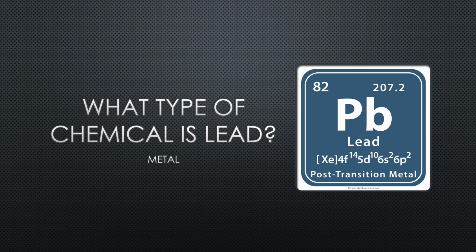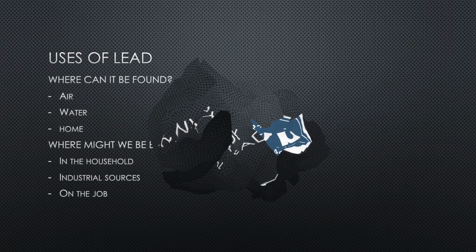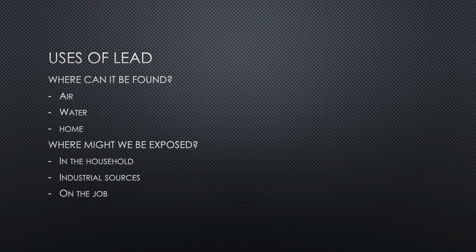Now that we know what lead is, let's talk about where lead may be found and used. Lead can be found in many different places within the environment. Lead can be found in the air, water, or even in your home. The compounds of lead could be found in commonly used products such as batteries, paints, and gasoline. We may be exposed to lead in the household, from industrial sources, or on the job where use of lead is common, such as for renovators. In summary, there are countless places you could be exposed to lead.